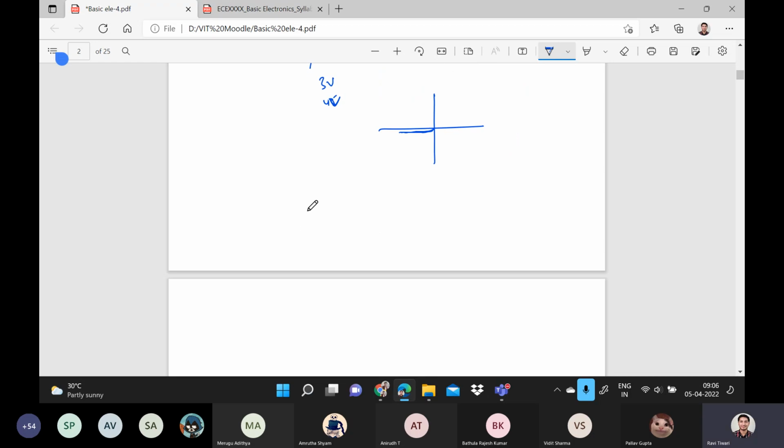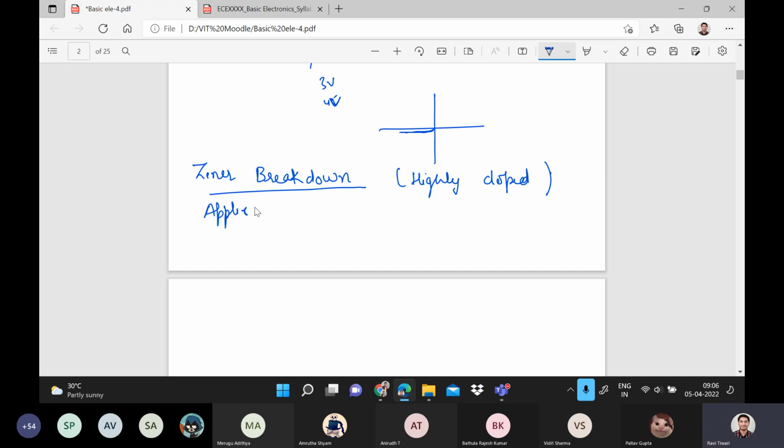Now, there is a phenomenon called Zener breakdown. Zener breakdown happens in the Zener diode only. Why? Because we are using a highly doped material, right? So what will happen when you apply a reverse bias?